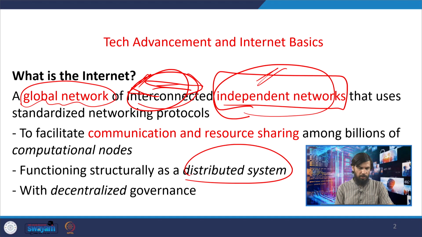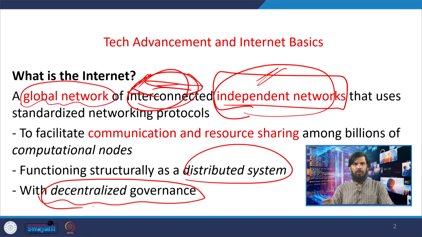So, distributed systems, and with this, decentralized governance. There is no centralized authority, there is no single owner that is governing this global network of networks. So, this is decentralized, no centralized authority, that means no ownership, and it is distributed in nature. Therefore, the computing is split: part of the computing happens at one node, other part of the computing happens at some other node. So, it is a distributed system. Let us move forward.